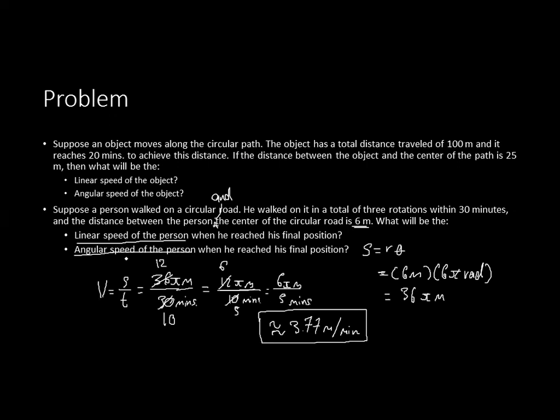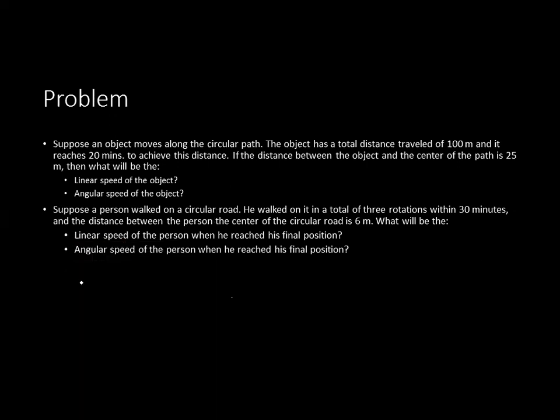Now let's find the angular speed of the person when he reached his final position. Okay, so now let me erase this one. So the formula of the angular speed is omega is equal to theta all over t. So remember the angle we found out, right? In 3 rotations, we will have what? 6 pi radians. So we can substitute this one in this formula. So we will have 6 pi radians.